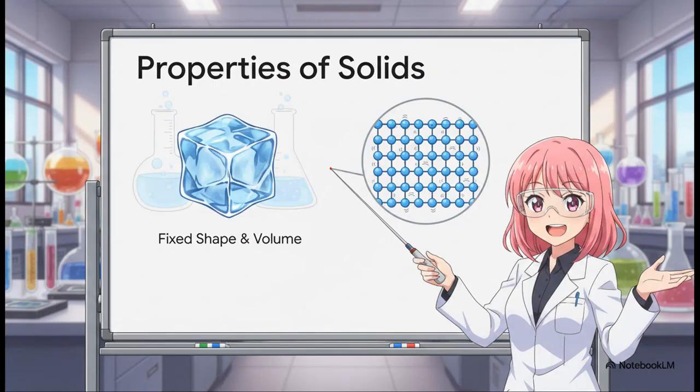And that locked-in structure, it explains everything we know about solids. Because those particles can't leave their posts, a solid has a fixed shape and a fixed volume. You can't just squish it. And since they're packed together so tightly, solids usually have a really high density. It all flows directly from what those tiny particles are doing.